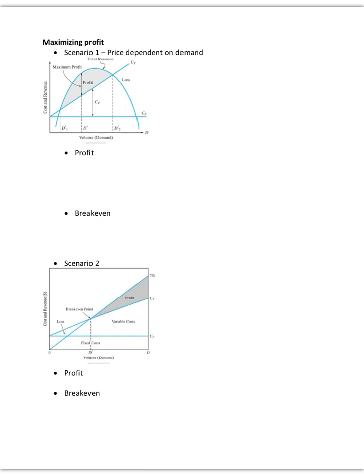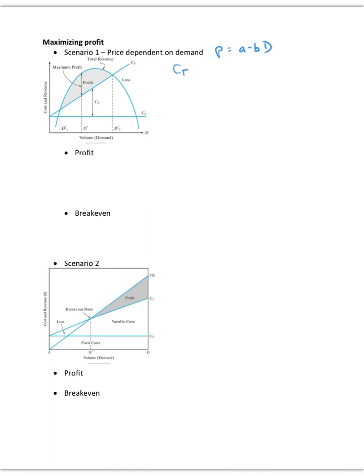Scenario 2, toward the bottom of the page, is going to be a scenario where the price of something is not dependent on the demand. In other words, it doesn't matter how many things people are buying of it, the price is independent of that. We'll talk about that in a minute.